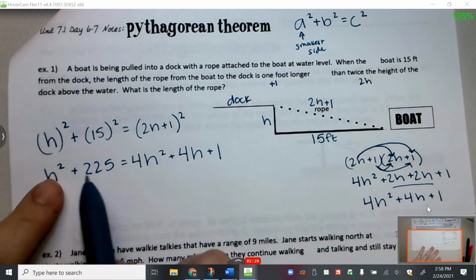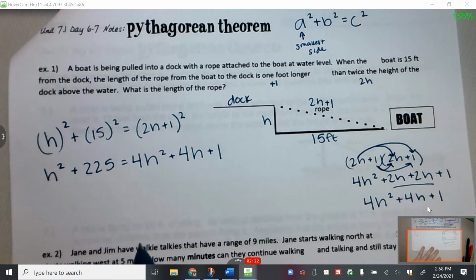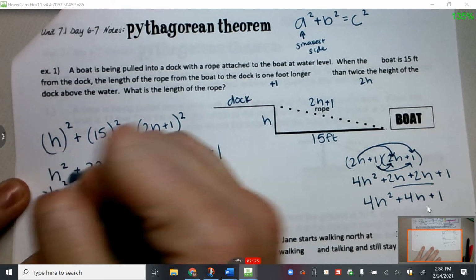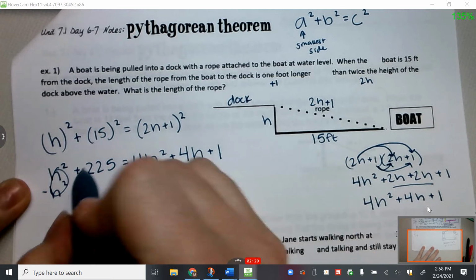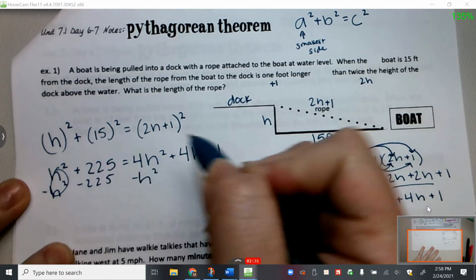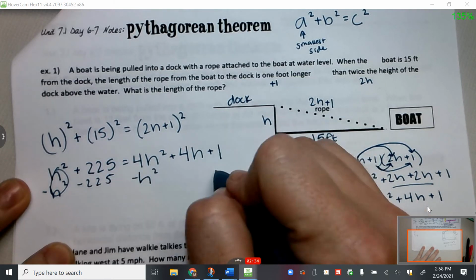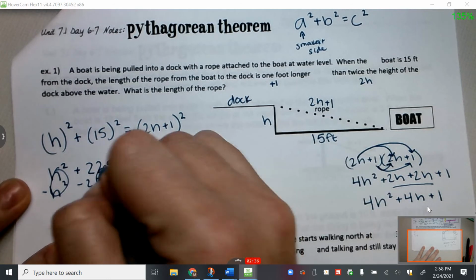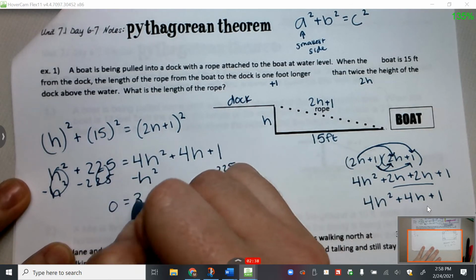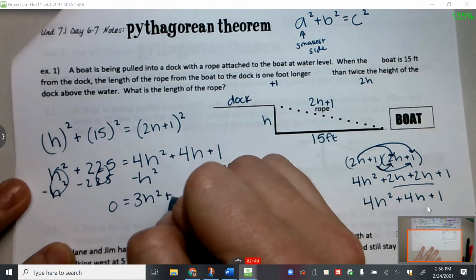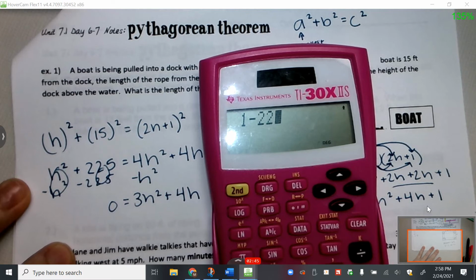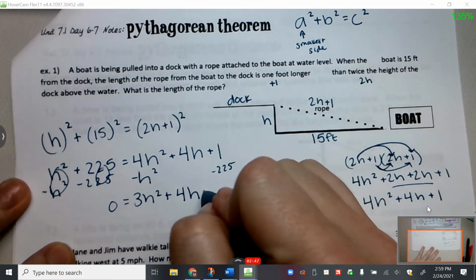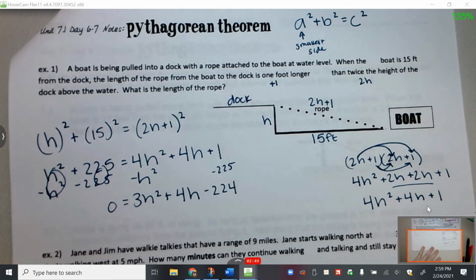Okay, and I'm going to go ahead and move these two that way versus these three that way. It's just less to move. So I'm going to do minus h squared. Okay, and I'm going to do minus 225, which has no letter, so it comes all the way over here. And I get 0 equals 3h squared plus 4h, and then 1 minus 225 is negative 224. And now we can factor.